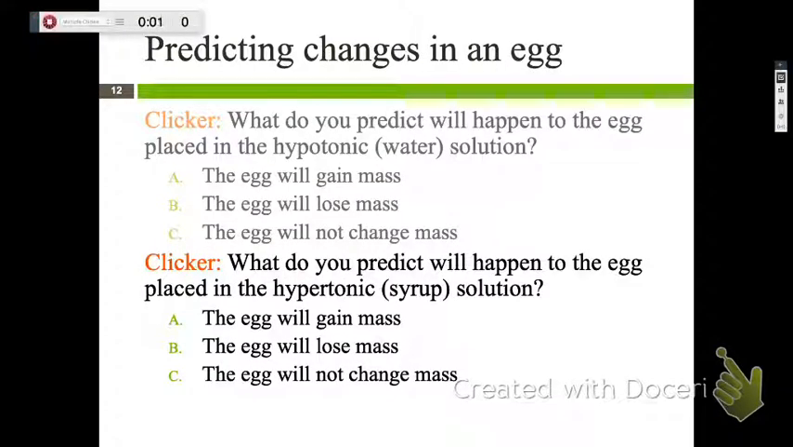Make your prediction for the second one. What happens to the second egg that's in corn syrup? Click in your response. Then check with your neighbor. You can change after you check. All right, want to see if you guys are right?